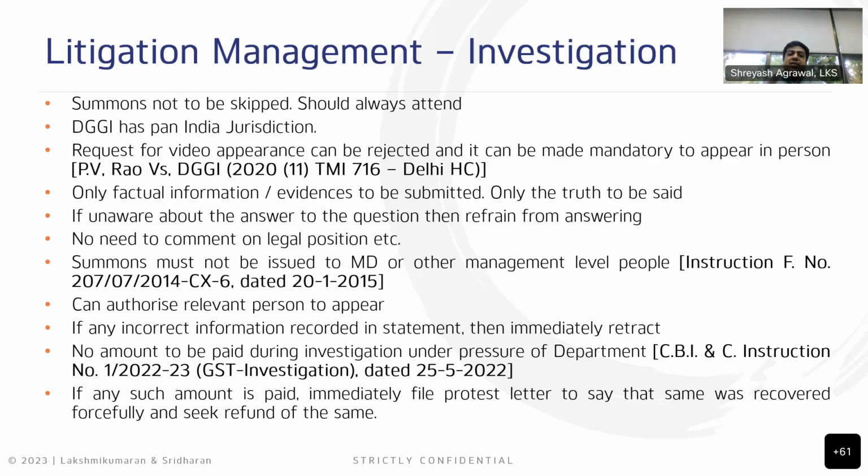Also, we have seen that as a pressure tactic, summons are generally issued in the name of directors, the name of the MD. But there is a CBIC instruction which says that since directors and the MD are not the persons handling the day-to-day tax affairs of the company, they will not be aware of the various scenarios and information. Hence, the summons should first be made to the person concerned with the taxes. If the director is summoned, the director can always authorize their employees to go and attend. There is no binding that the director has to go. The CBIC instruction that we have enclosed at clause 15 can be relied upon.